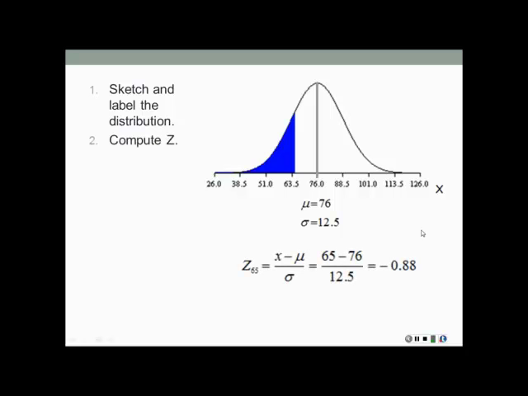We're going to compute z. This is just like with the empirical rule. Just call it z now. Z is the number of standard deviations from the mean. Get the distance from the mean, 65 to 76, and divide it by the standard deviation. That means that this point right here, 65, is 0.88 standard deviations below the mean. That's all the minus means, is we're below the mean.